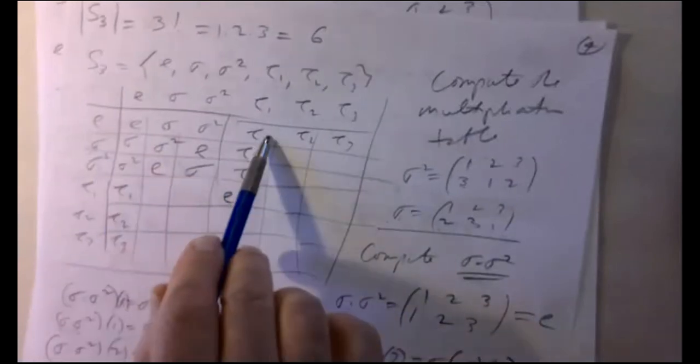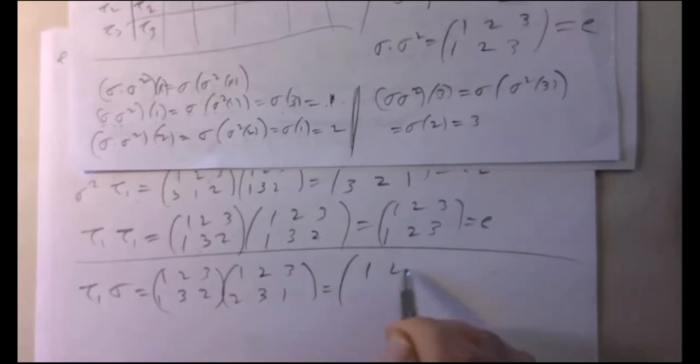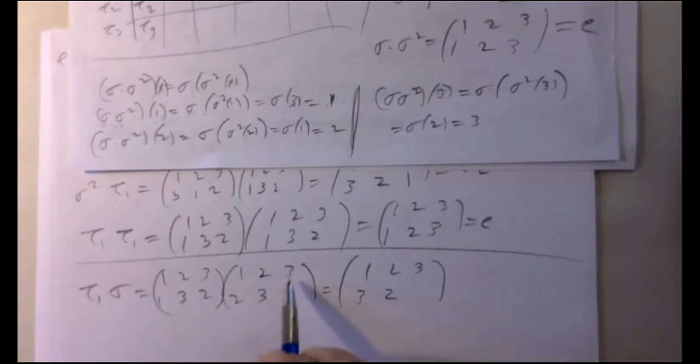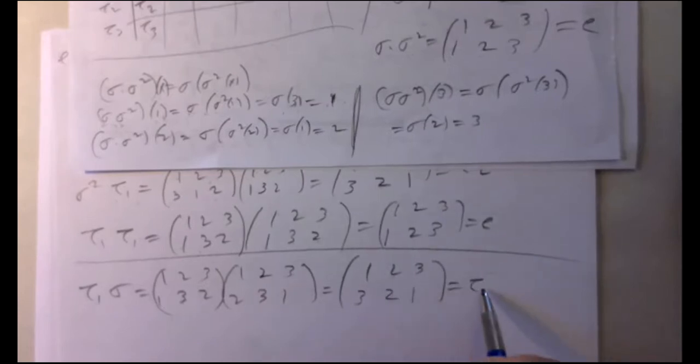Let me just do one other calculation. I did sigma times tau 1. What about tau 1 times sigma? So tau 1 is 132. Sigma is 231. When I compose them, 1 goes to 2, goes to 3. 2 goes to 3, goes back to 2. 3 goes to 1, goes to 1. So this fixes 2. This is equal to tau 2. So tau 1 sigma is tau 2.